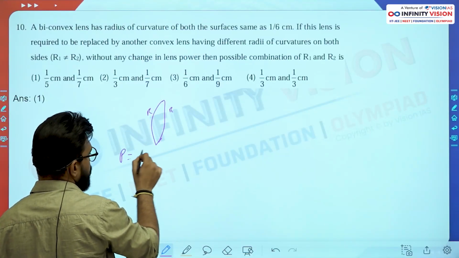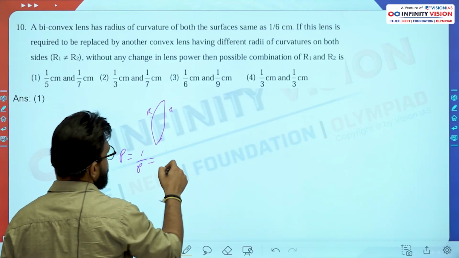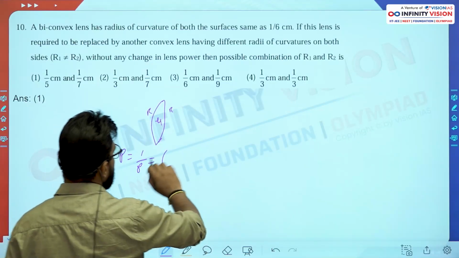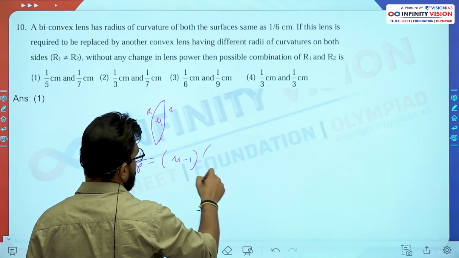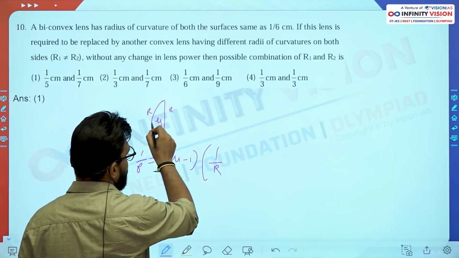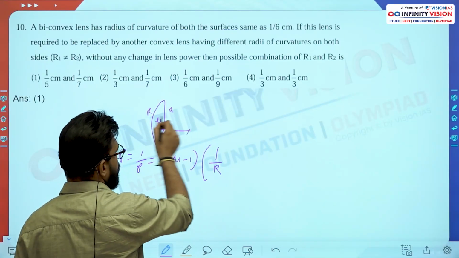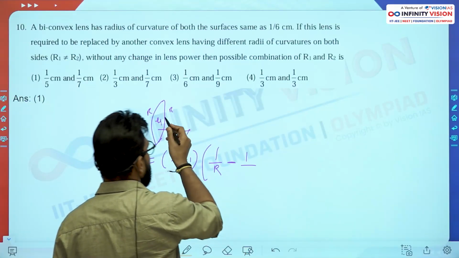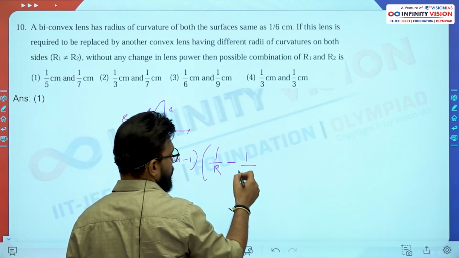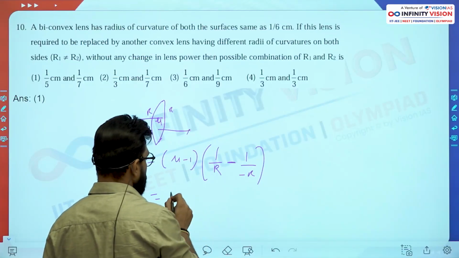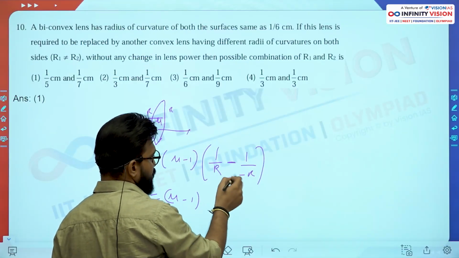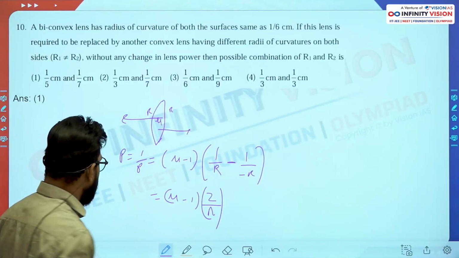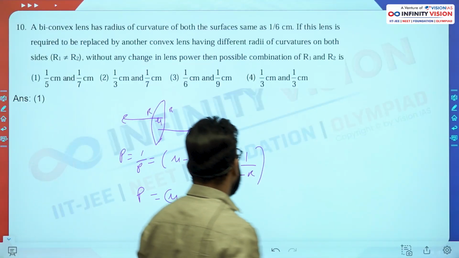So the power of this lens would be 1 upon F is equal to, let the refractive index of this glass be mu, so (mu minus 1)(1 upon R1 minus 1 upon R2). R1 is plus R and R2 is minus R. So this comes out to be (mu minus 1) times plus 2 by R, since minus minus is plus. This is the initial power.